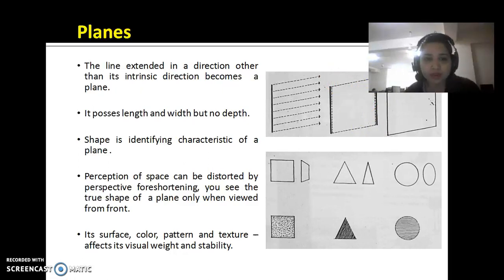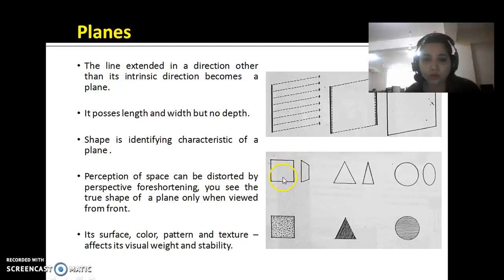Shape is the identifying characteristic of a plane. So right now in this plane, the shape provided is a square. Perception of space can be distorted by perspective foreshortening. You will see the true shape of a plane only when viewed from the front.